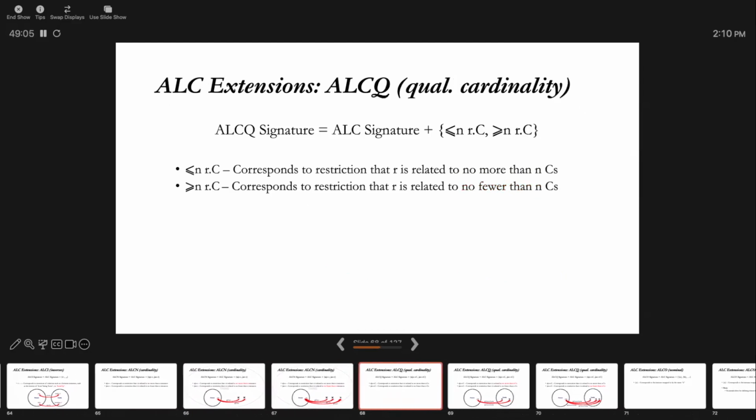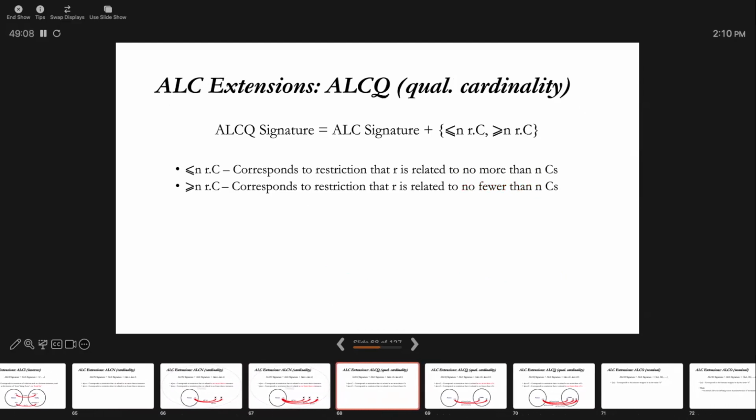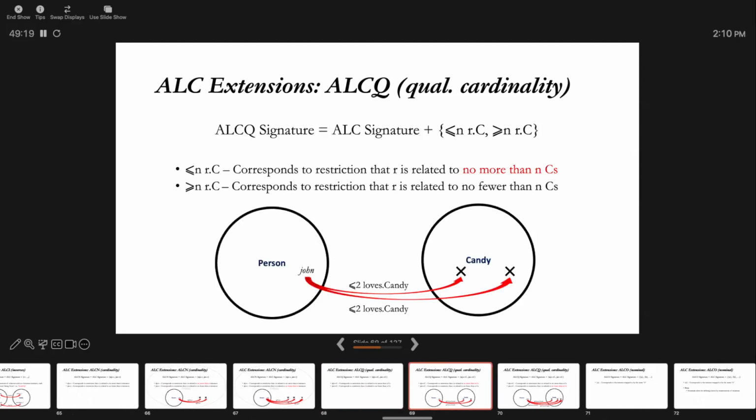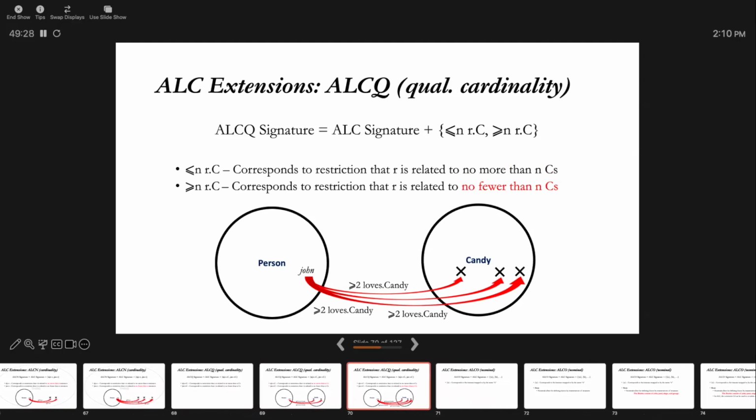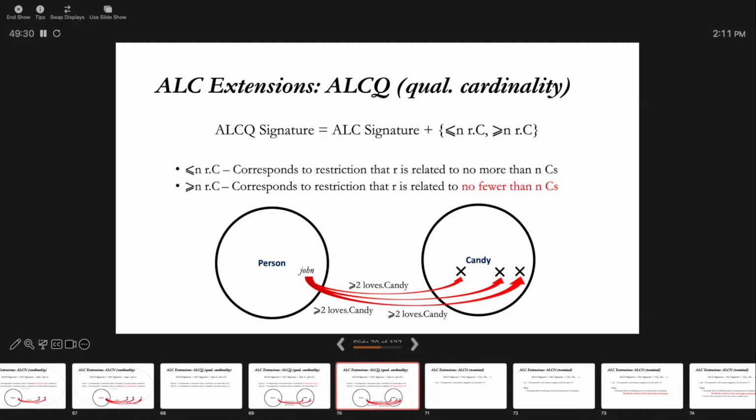You can also do this in a different extension, the Q extension, that allows you to restrict qualified cardinalities. What this means is cardinalities on specific classes of things. So not just no more than n things, but no more than n C's, no more than n candies, or no fewer than n candies. So you see, it's just an extension putting the class stuff in there. So the first one is just whatever. This is like class-specific.